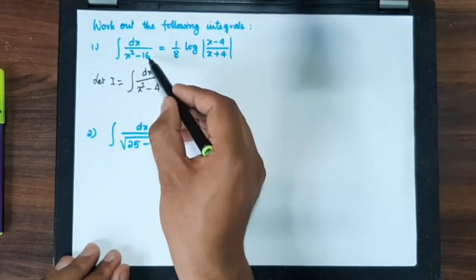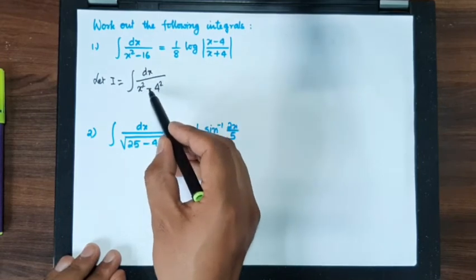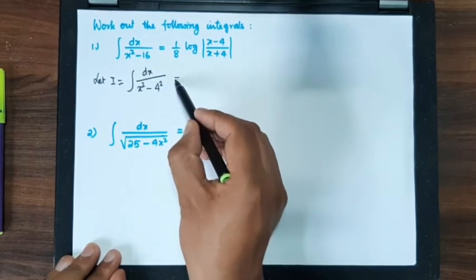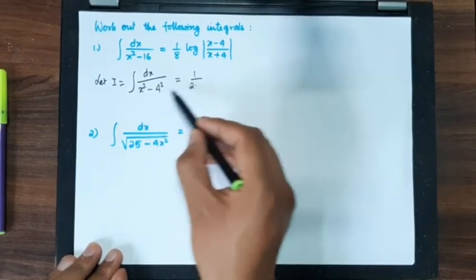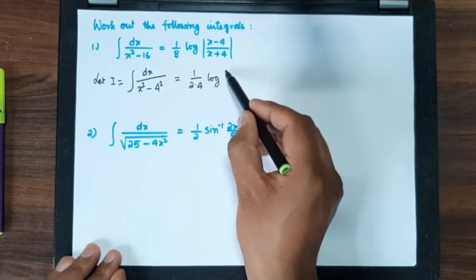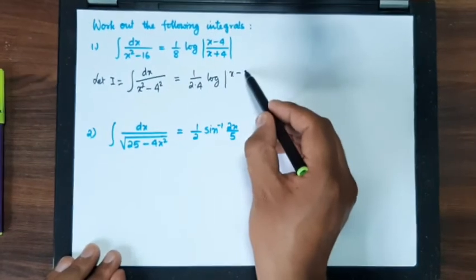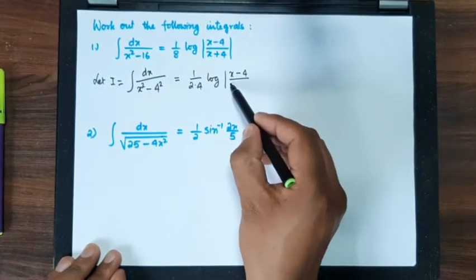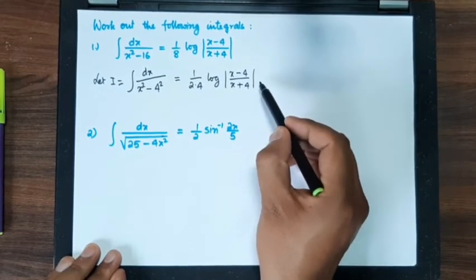And we know that the formula for integral dx whole divided by x square minus a square is equal to how much? It is 1 by 2a, and how much is a? A is 4, right? So it is log of x minus a, where a is 4 here, whole divided by x plus a, and how much is a again? A is again 4, right?